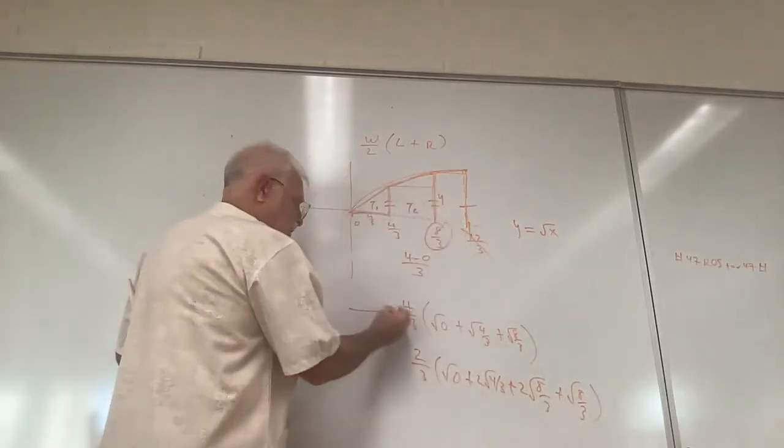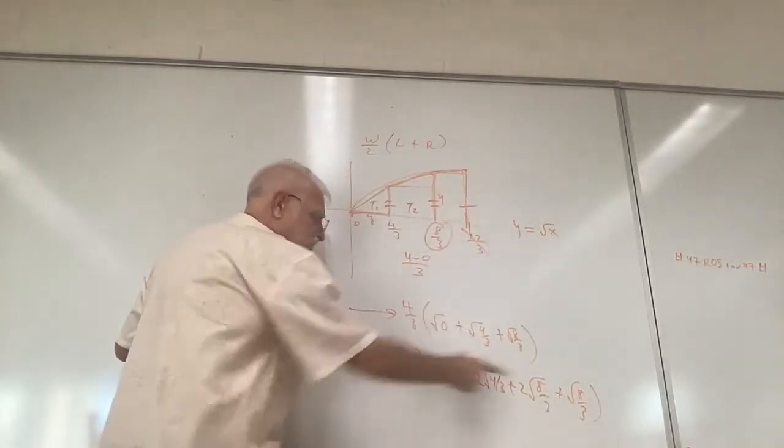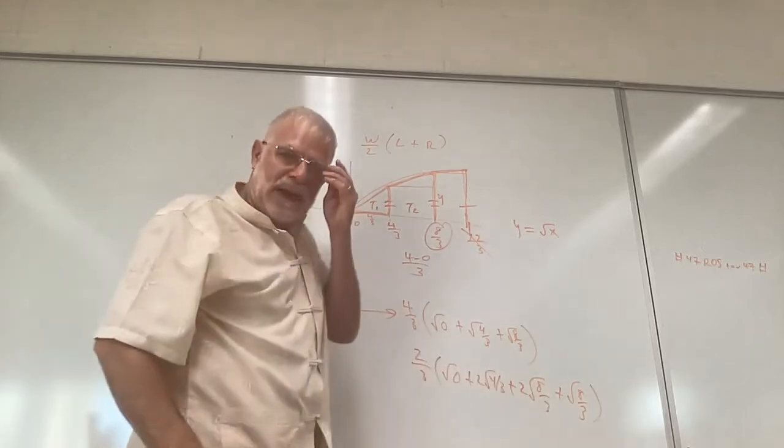Okay, so this is called the Riemann sum, and that's called the trapezoidal rule, and it's in your packet.